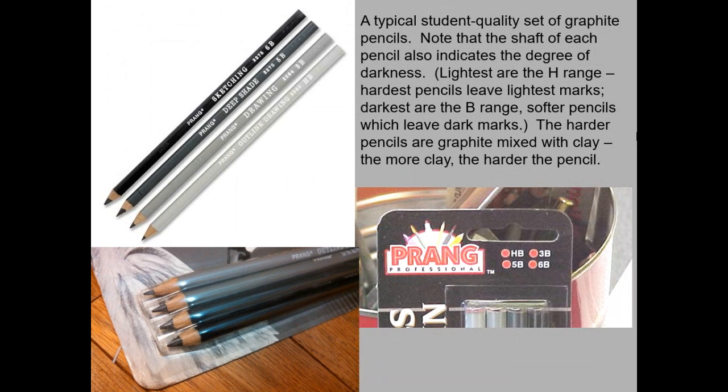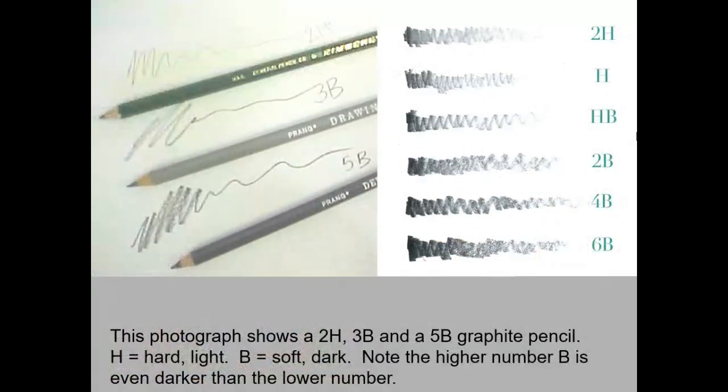But the numbering also indicates to you the degree of light or darkness. So a higher number B is going to be much darker than a lower number B. A higher number H is going to be much lighter than a lower numbered H. You have an HB right in the middle there as well.